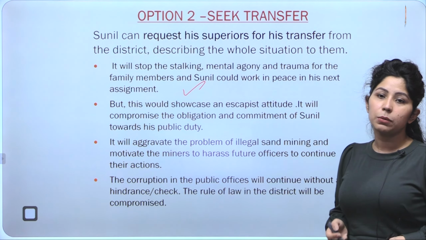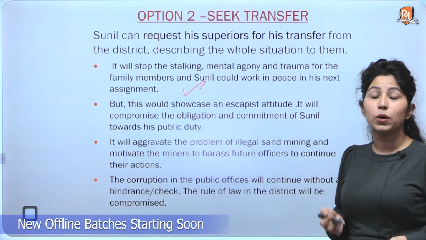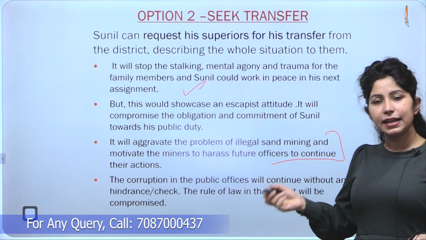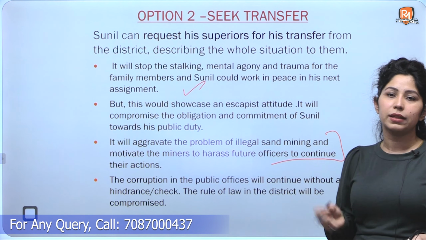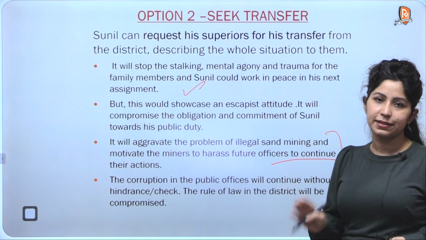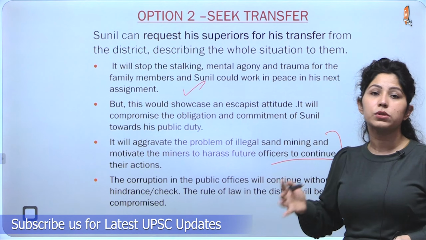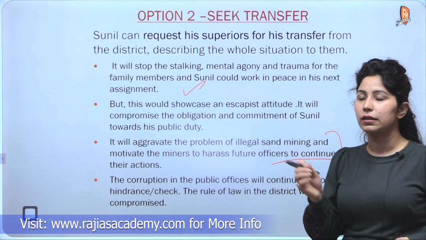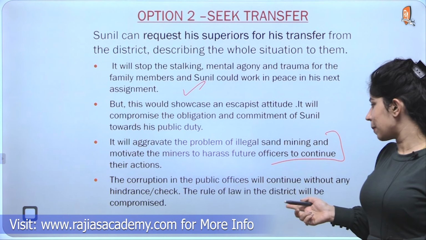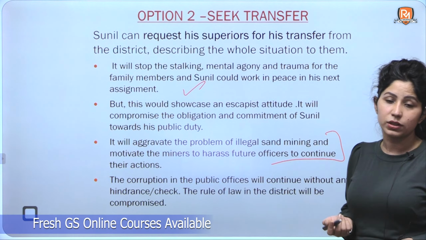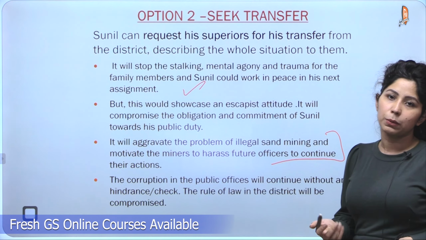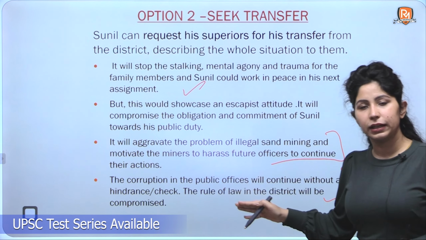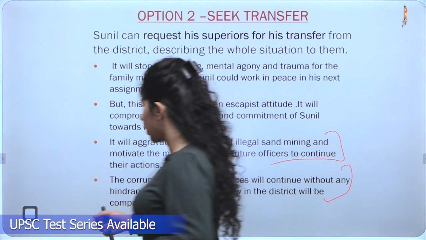It will aggravate the problem of illegal sand mining and motivate the miners to harass future officers to continue their actions. And things like these have been stopped by very brave officers only. There has to be somebody who takes a lead, who takes a stand and teaches a lesson to such people so that such activities can be stopped. Otherwise, they keep on harassing officers and the local people. So, the corruption in the public offices will continue without any hindrance or check. The rule of law in the district will be compromised and it will never be ensured. So, this was the critical evaluation for the second option. Let's see what is the third option.